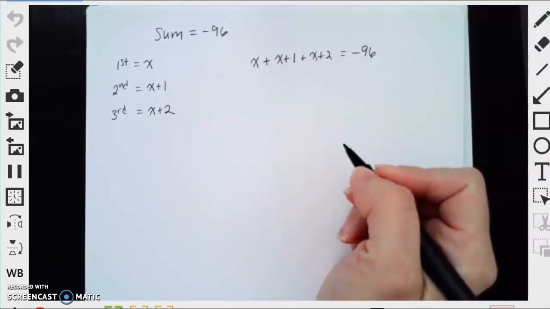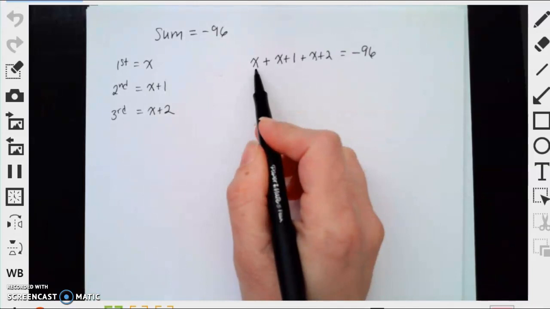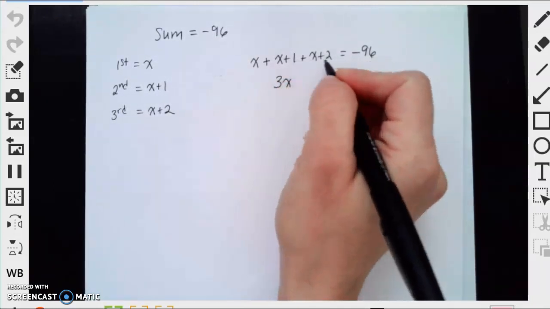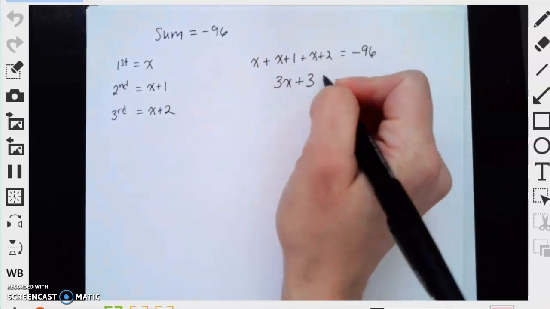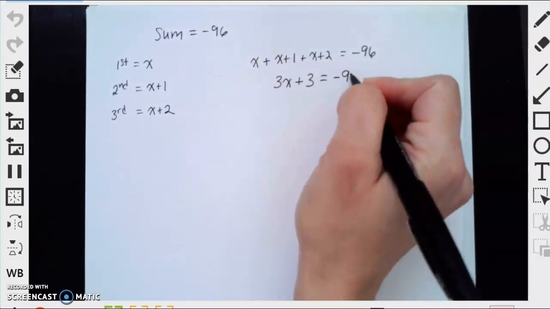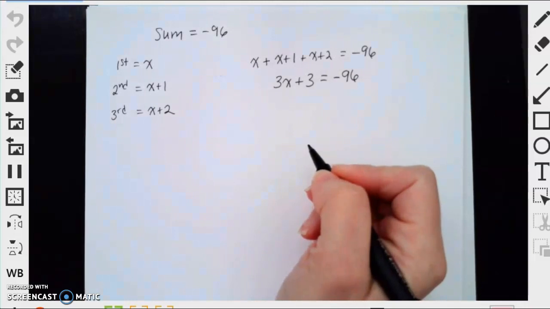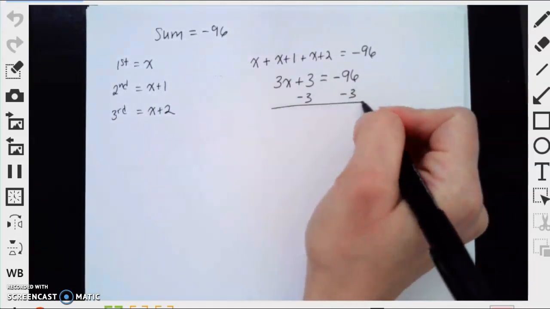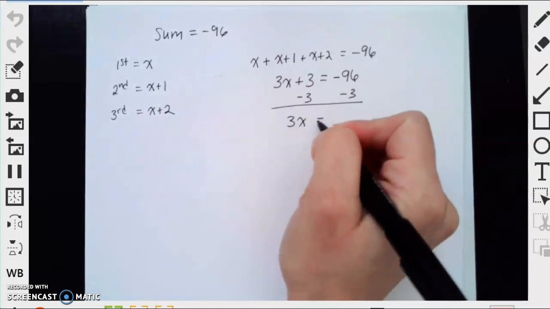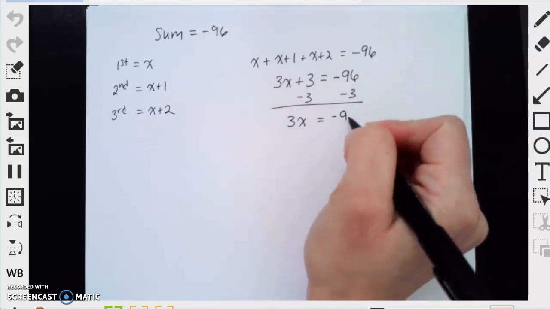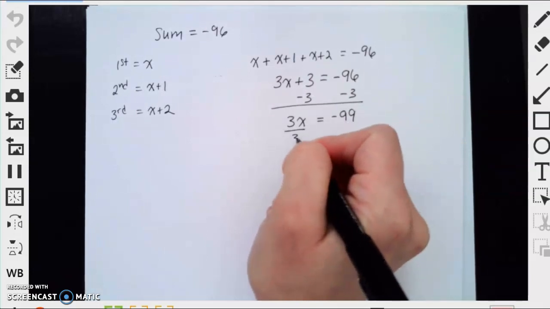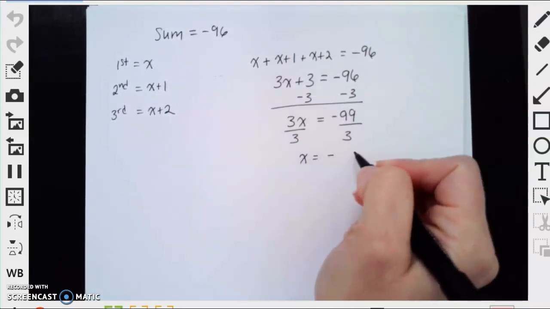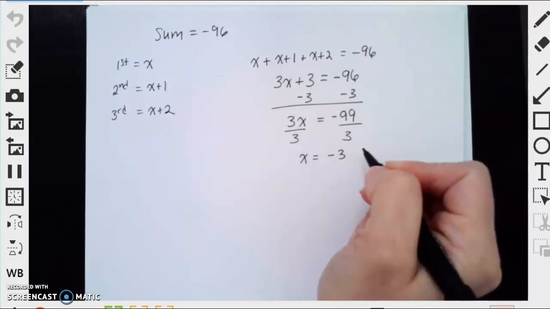So now I could take that equation and solve it. X plus x is 3x. 1 plus 2 is 3. And that equals negative 96. And then continue to solve. So subtract 3 from both sides. 3x equals negative 99. Divide by 3. X equals negative 33.